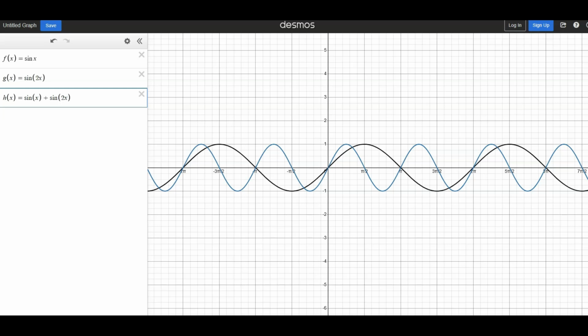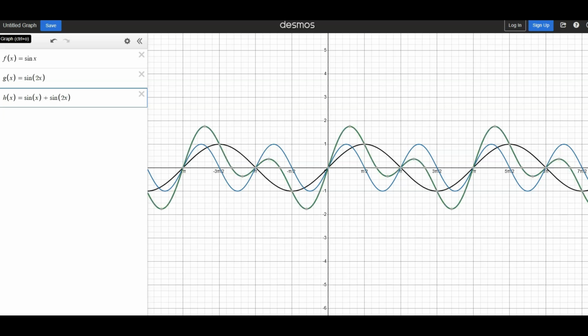This is a little harder to guess, but you might see a few things right away. For example, to get the output of this function, you add the outputs of the two previous functions. So when x is 0, both of the component functions had an output of 0, so the output of h is going to be 0 as well. That means when I show you the graph, it's going to pass through the origin as well. And we would have to make such considerations at every possible input. Well, let's go ahead and see what it looks like right now.